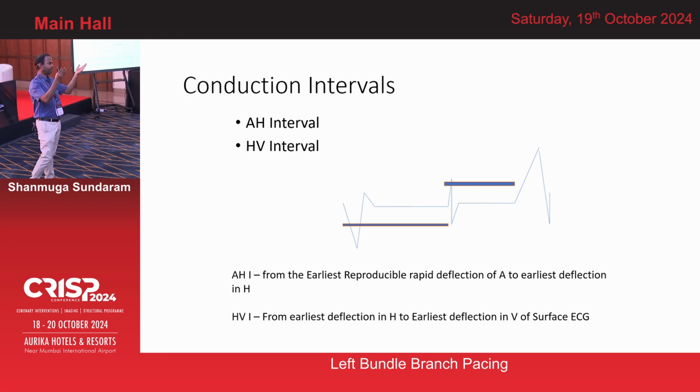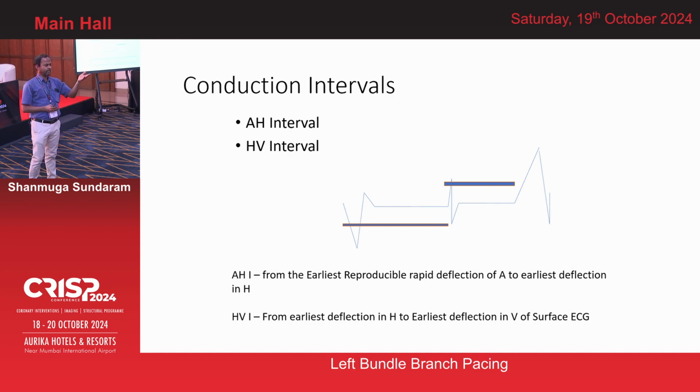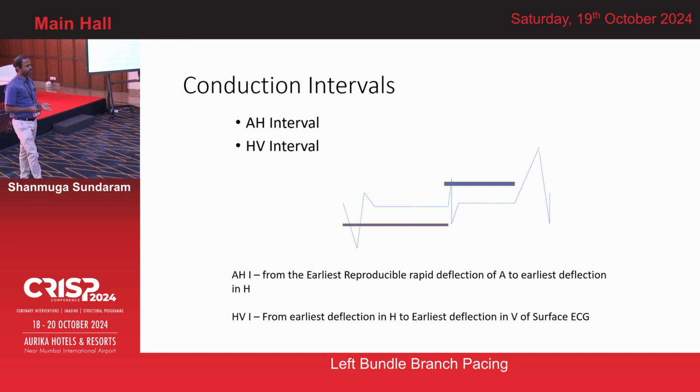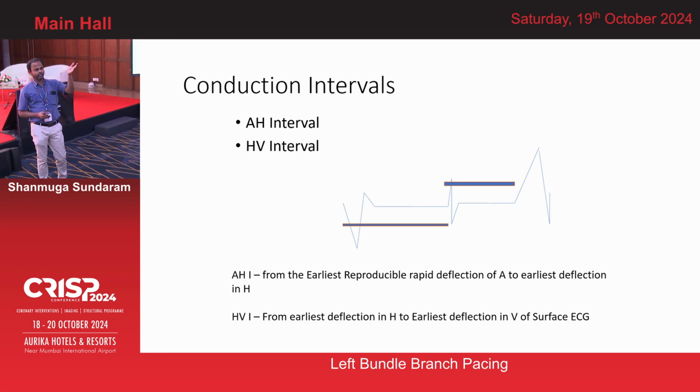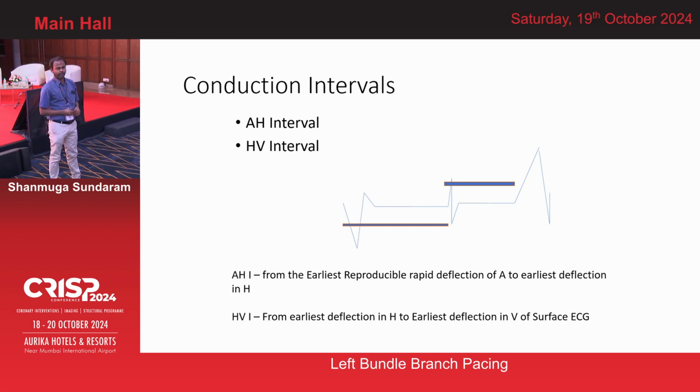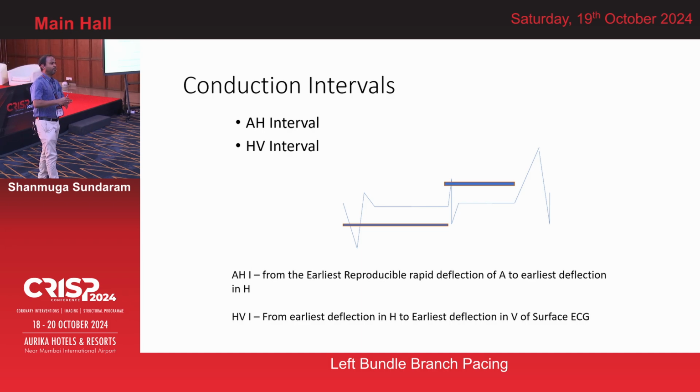So when will that happen? A shorter HV interval? Exactly. In pre-excitation the HV interval is very short, because there will be pre-exciting fibers which pre-excite the left ventricle or right ventricle. And anything more than 55 we also do not accept. We call it an abnormal HV interval.